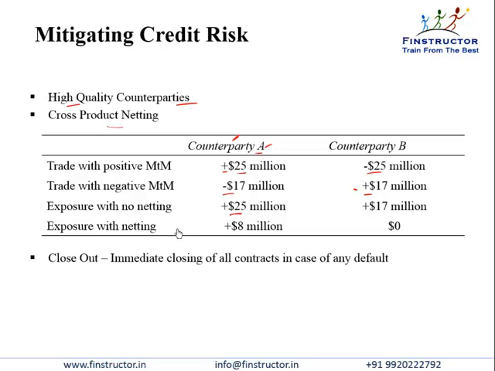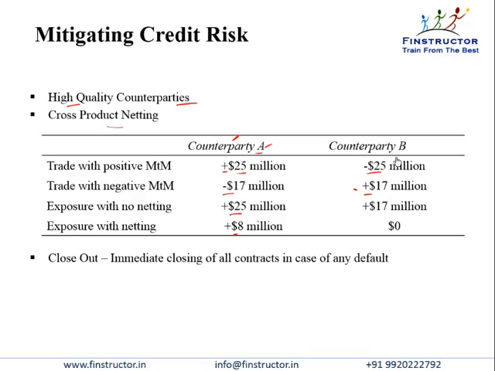Netting essentially means that in case of a default, all contracts will be netted off and settled. That is, the net obligation of A and B will be settled. All contracts or all trades will be immediately terminated. So with netting, the net exposure of counterparty A would only be $8 million, as he was to receive 25 and pay 17 million to B.